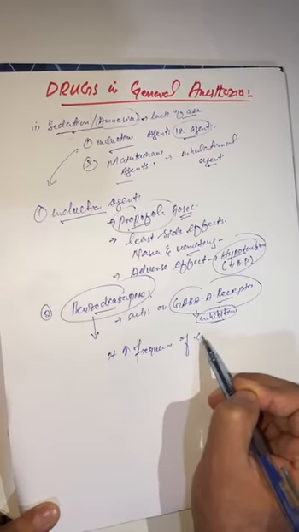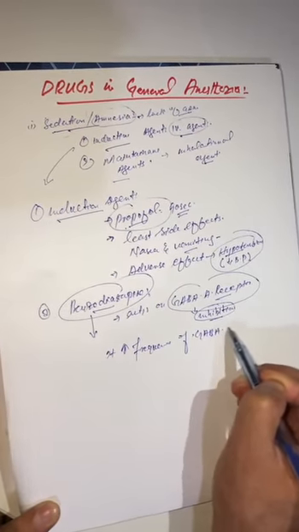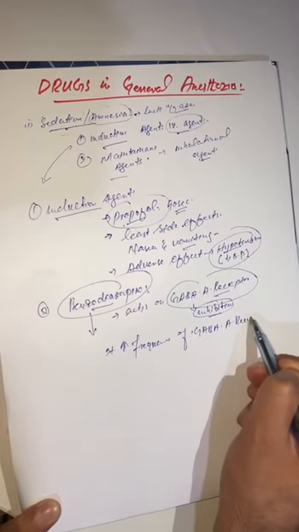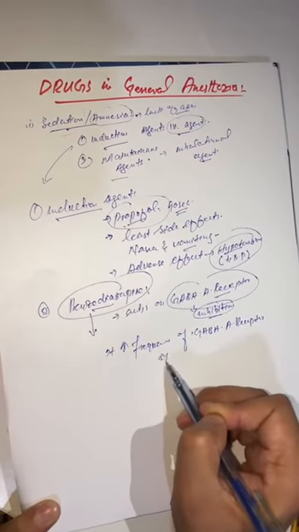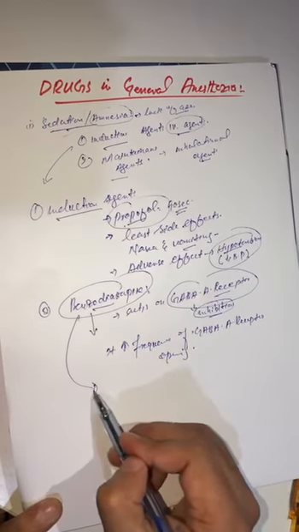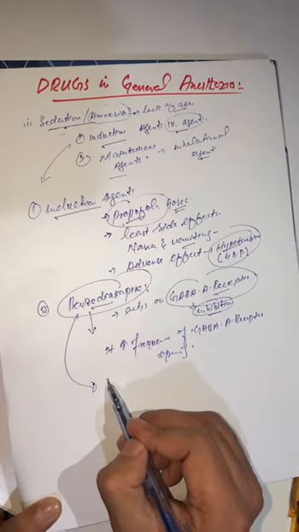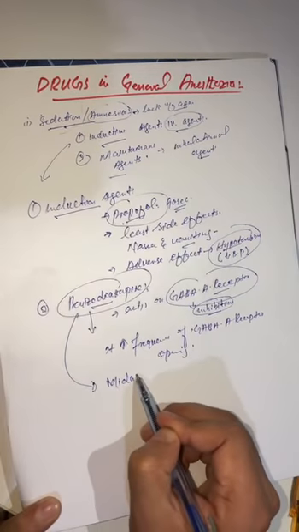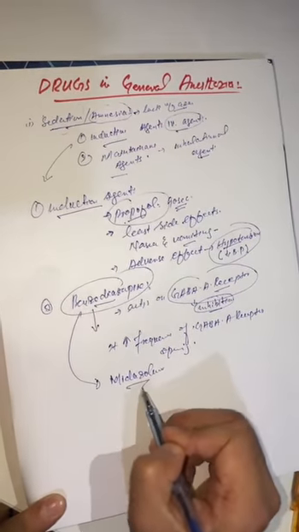Increases the frequency of GABA A receptor opening. The example of benzodiazepine used most commonly is midazolam, which is used as a sedative.